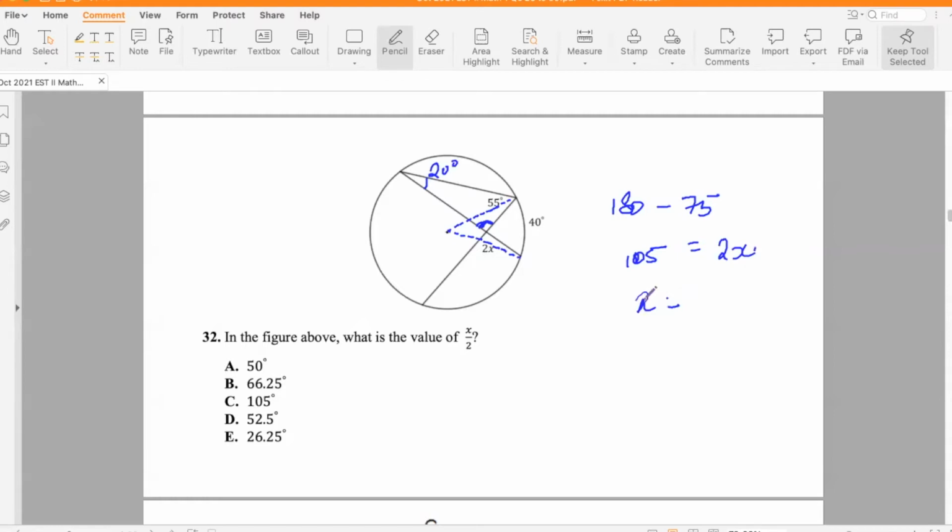So x is 105 by 2. So x by 2 is 105 by 4. So 4 2s are 8 and 4 6 are 24. 26.25. Option E.